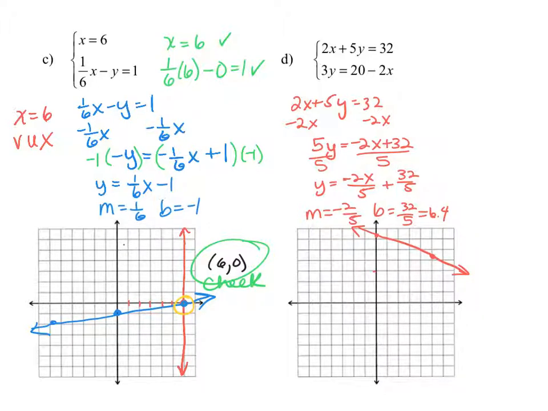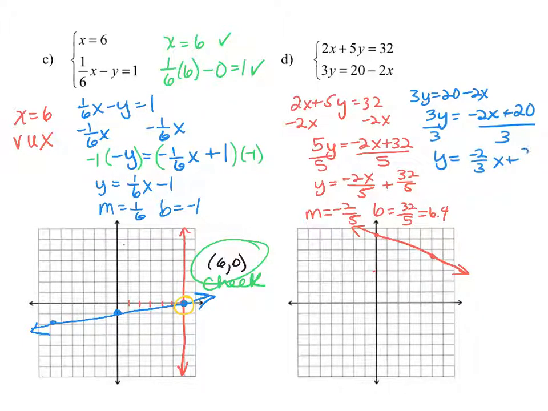And let's look at the second equation. 3y equals 20 minus 2x. I'm going to rewrite this as 3y equals negative 2x plus 20, so that we can write it in the form of y equals mx plus b. Then we divide both sides by 3, and we get y equals negative 2/3 x plus 20 over 3. So the slope here is negative 2/3, and the y-intercept is 20 over 3, which is 6.6 repeating.